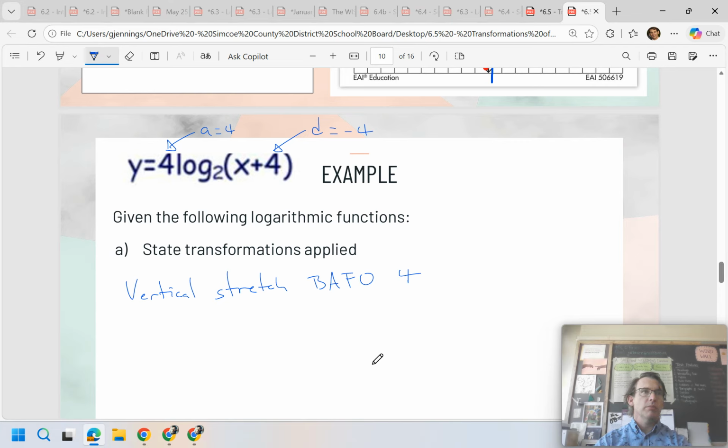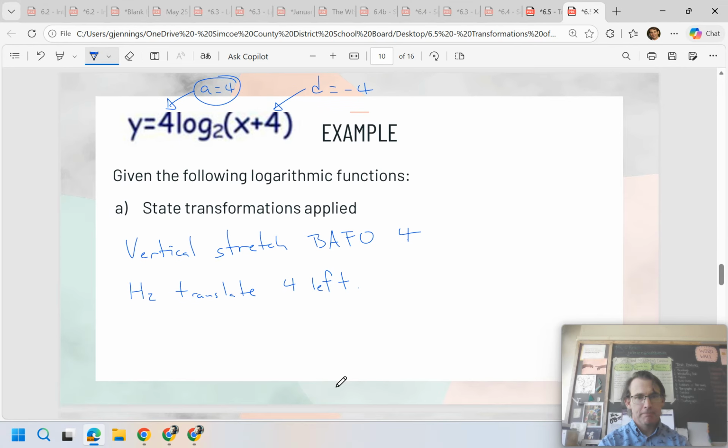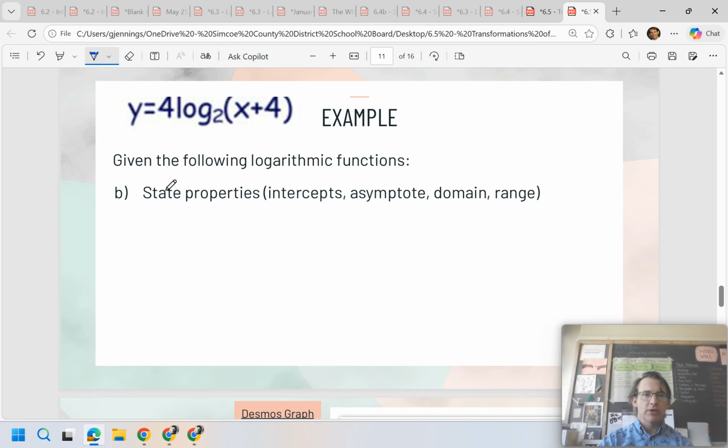We stretched it vertically by a factor of 4. That's from a equals 4. And then we horizontally translate 4 to the left, just like Mr. Wyville. He left before. Okay, all right, so now state the properties.